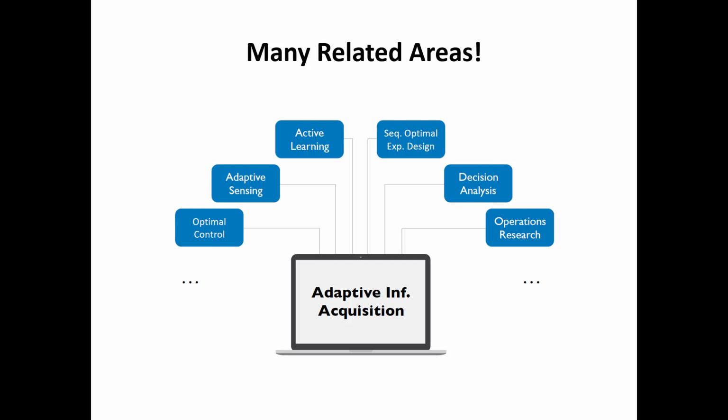We can think of many other applications and problems in different domains, such as optimal control, adaptive sensing, active learning, sequential experimental design, decision analysis, operation research, and so on, where we need to adaptively collect and acquire the sufficient information in order to solve an underlying sequential decision-making task.